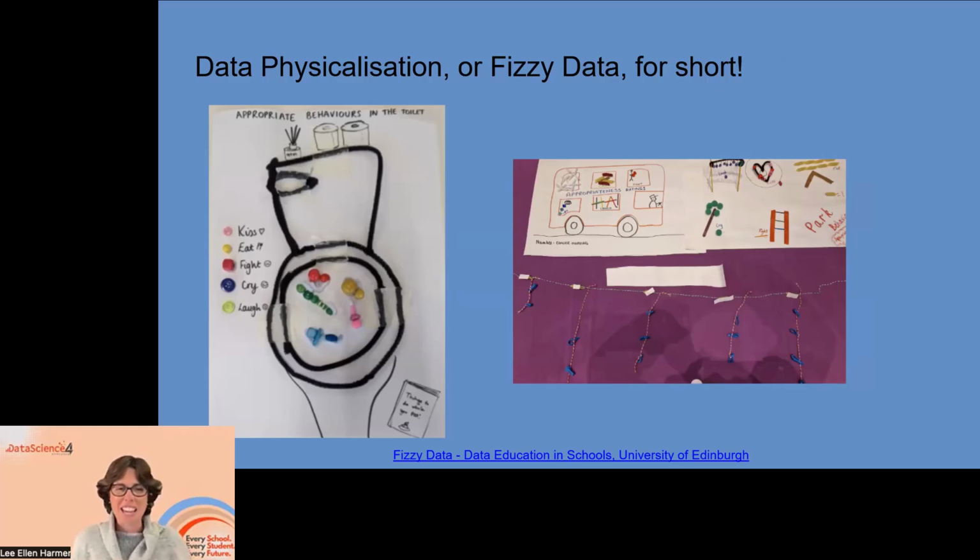So as you can see from these two pictures, we have two different groups' representations of the very same data, and you can see how different and creative they are. So on the left, you have a representation of appropriateness in the toilet, and then on the right, you have a visualization of appropriateness of behaviors on the bus.